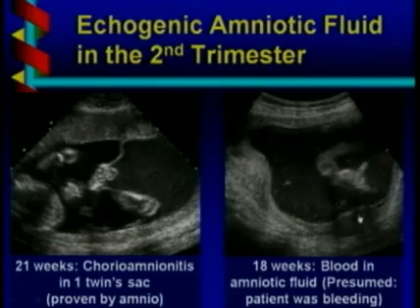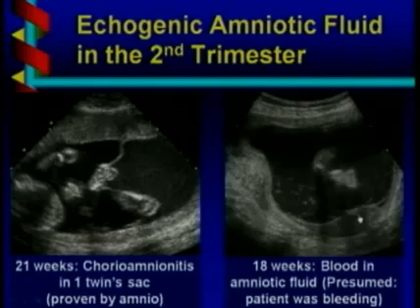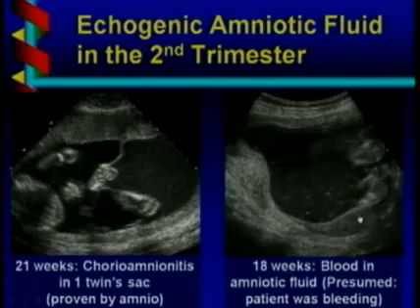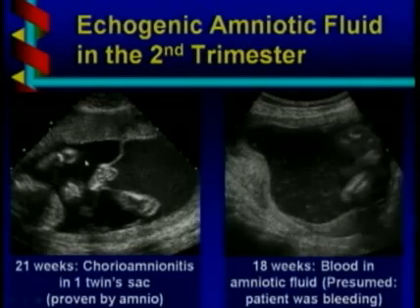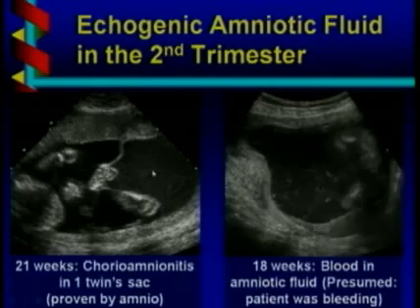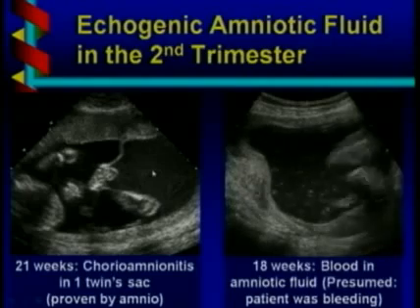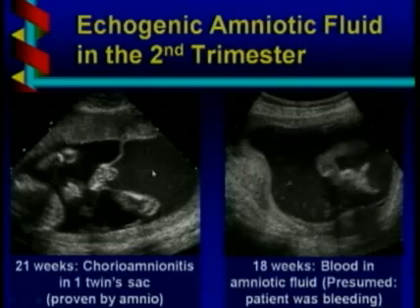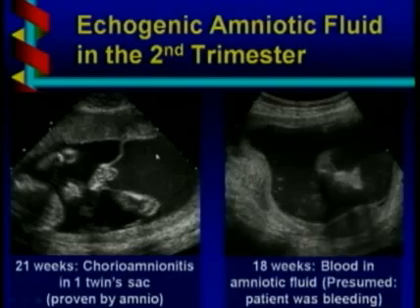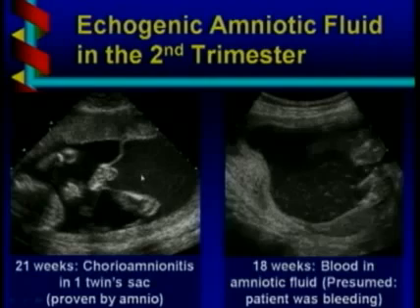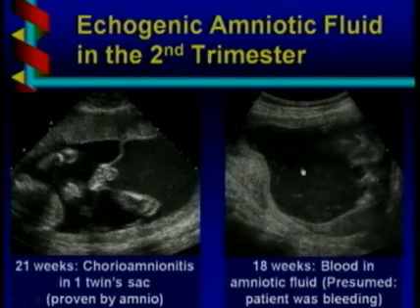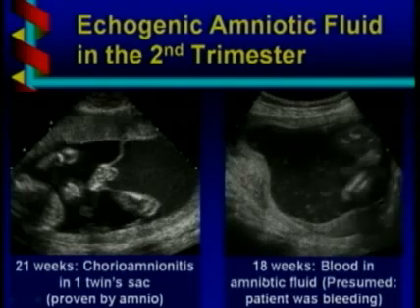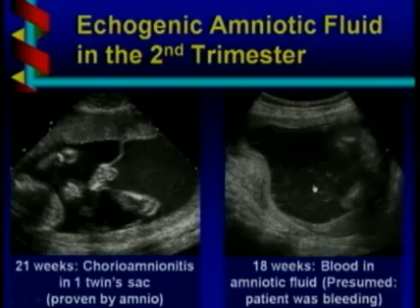So just examples. Here are two different second trimester pregnancies with echogenic amniotic fluid. Here are actually twins at 21 weeks. In one you can see normal fluid and in the other bright fluid. This woman was having fever and pain, clinically suspected of having chorioamnionitis, and we did an amniocentesis, but we were pretty sure that was going to turn out to be infected, and sure enough, it came out with a lot of pus. Here is another case of echogenic amniotic fluid here at 18 weeks, and this is blood in the amniotic fluid.